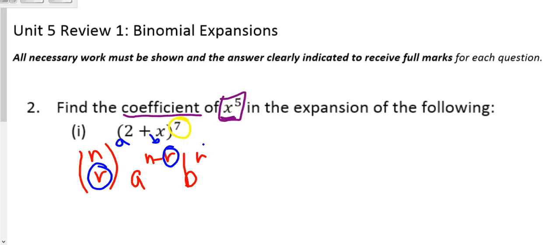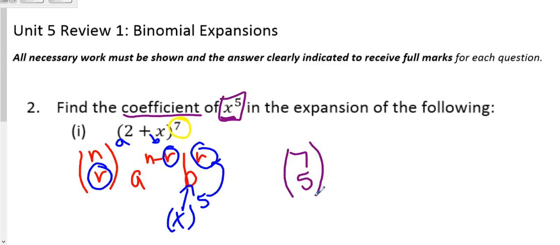If we can figure out any one of these 3 r's, we can figure out all of them because they're all the same. We need x, so x is b. We need it to be to the 5th power, so r is 5. So we can rewrite this. We will write the numbers this time. We will have n choose r, n is 7, r we just figured out is 5, 7 choose 5. A is 2, to the n minus r, to the 7 minus 5. B is x, and that is to the 5th.